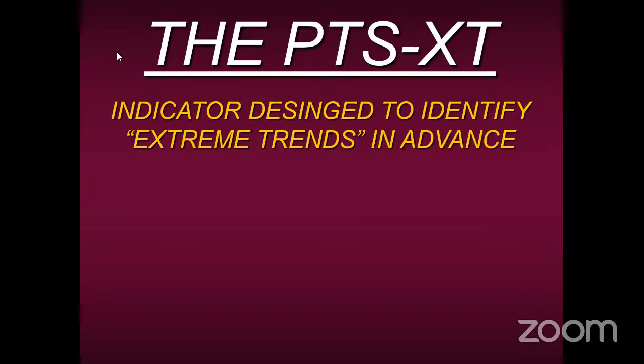We know we have a lot of traders that only want to take those low-hanging fruit trades. In other words, they don't want to be in a trade for weeks or months, or even years, if it's just going sideways. They don't mind if it's in a nice, strong uptrend or a nice, strong downtrend. Well, that's what this indicator, the PTS XT, is designed to do. It's designed only to find those extreme trends, wherever and whenever they may appear.